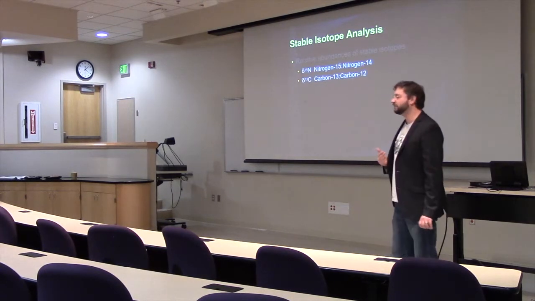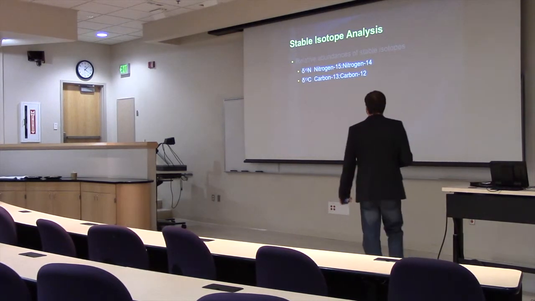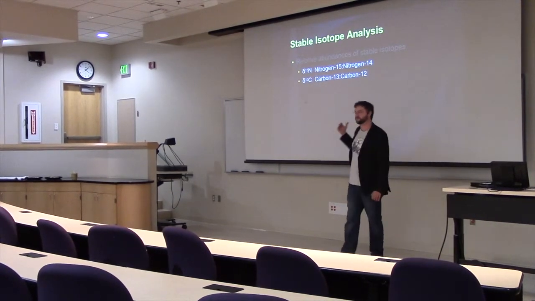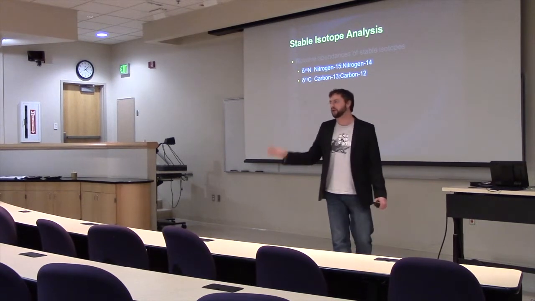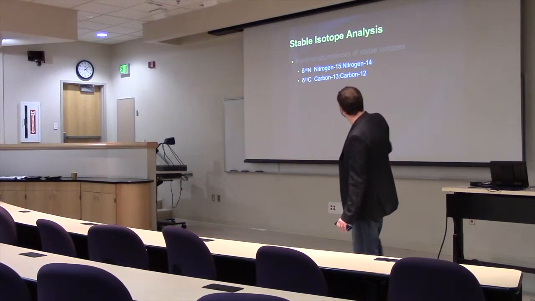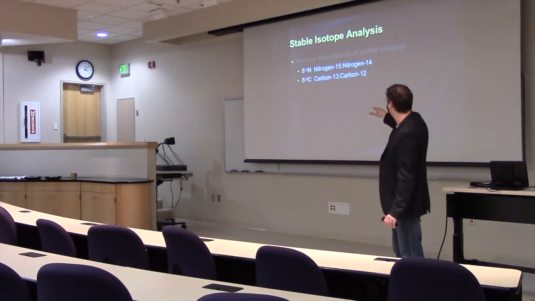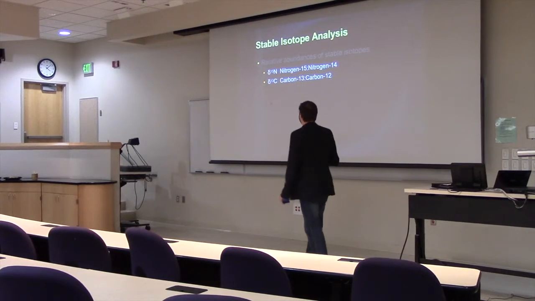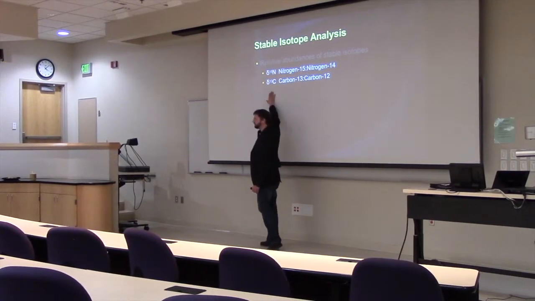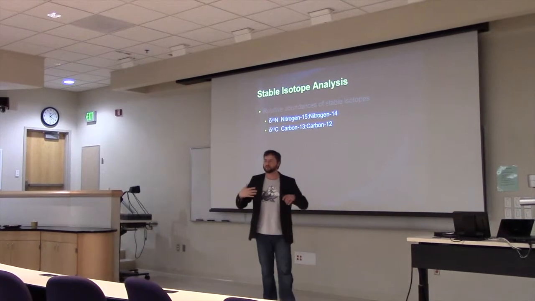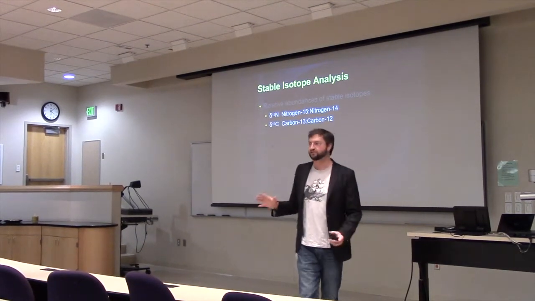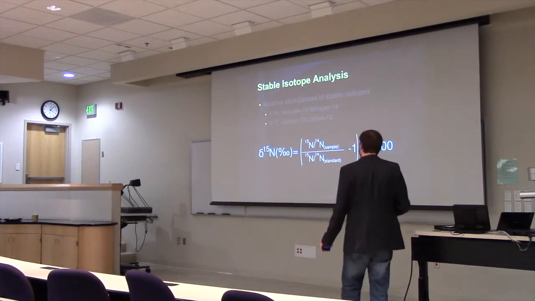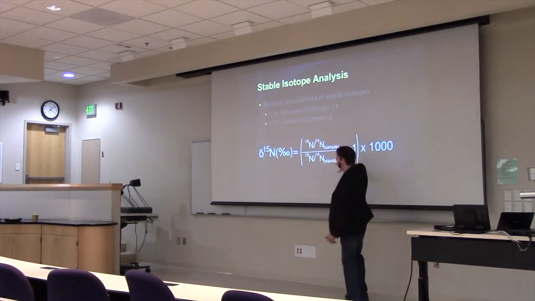For my work, I was particularly interested in looking at the stable isotope ratios of nitrogen, which is nitrogen 15 to nitrogen 14, nitrogen 15 being the rare isotope, and also carbon 13 to carbon 12, where carbon 13 is the rare isotope and carbon 12 is the common one. We use the notation that I put up right here, a delta notation, to communicate these ratios. To give you a really brief idea of what that delta notation means, we derive it from this big crazy equation.